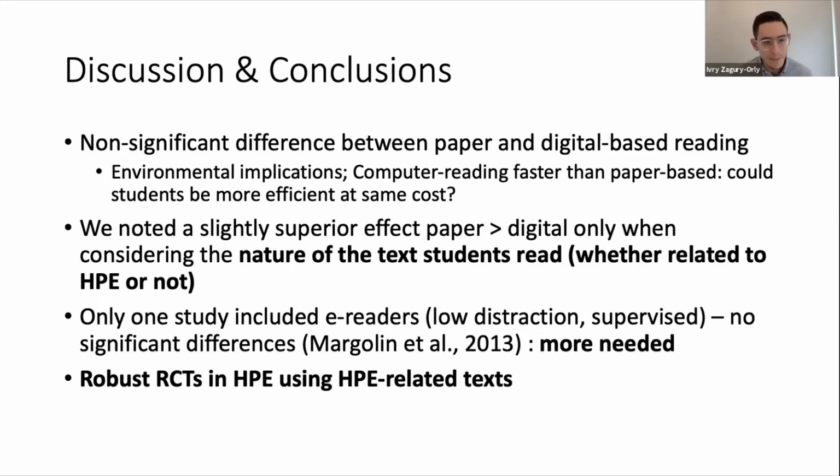Well, there was recently a study that evaluated the time that students spend when they read on paper and digital-based reading. And they found that when students read on digital devices, they tend to read faster. Well, if they're reading faster and they accomplish reading comprehension, then perhaps they can be more efficient at the same cost. So there's that element.